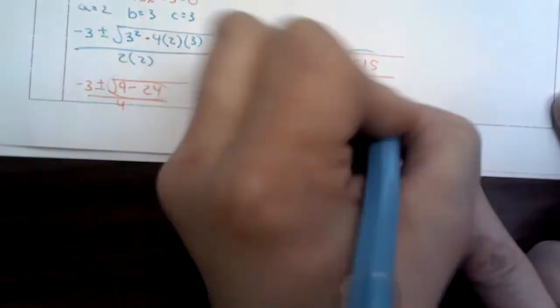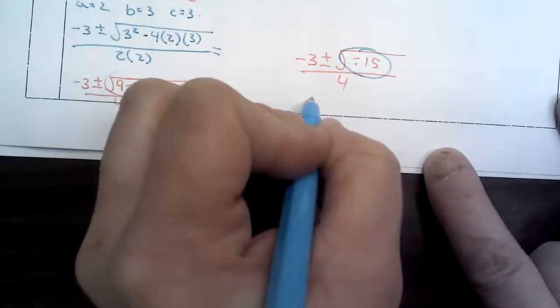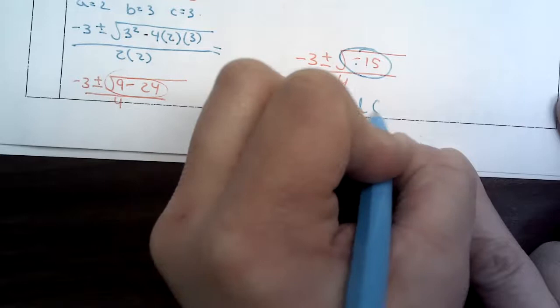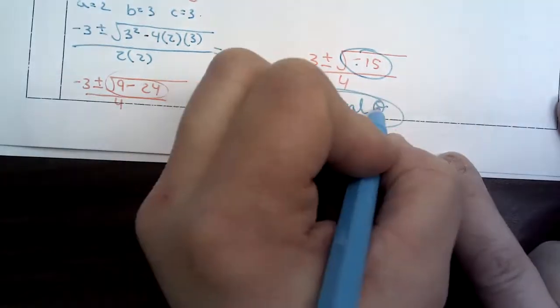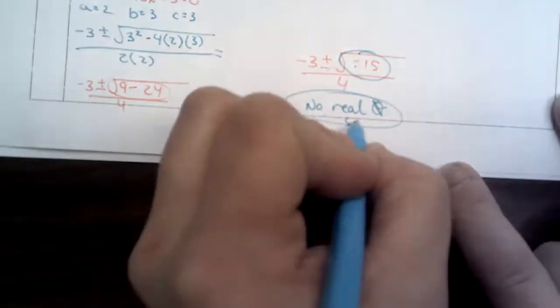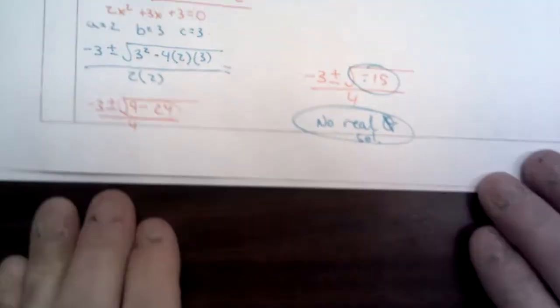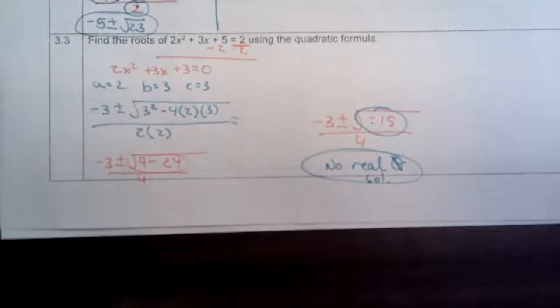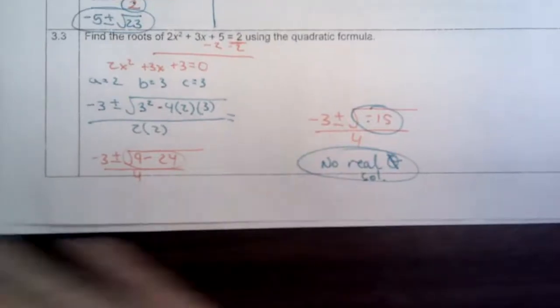Okay, so this one right here, I have a negative under here, so I'm going to put no real solution. That's my little solution symbol, or you could just write solution. So there's no real solution because it's a negative under the radical.